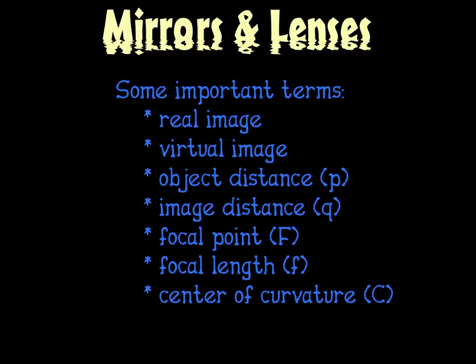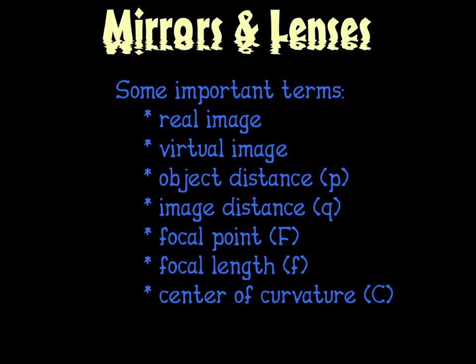First of all is a real image. A real image is an image that can be projected onto a screen. For example, the image that a projector creates is projected onto a screen, and therefore that's a real image. A virtual image is one that cannot be projected onto a screen. You'll see examples of both of these images as we do activities in class.